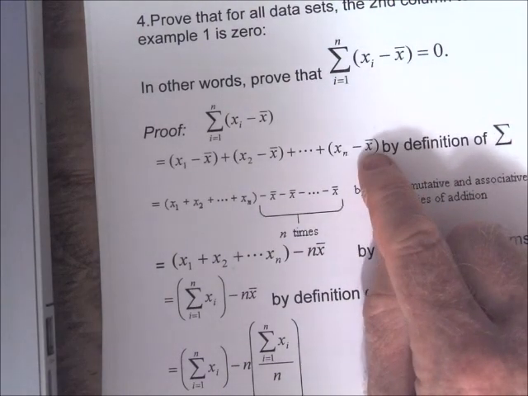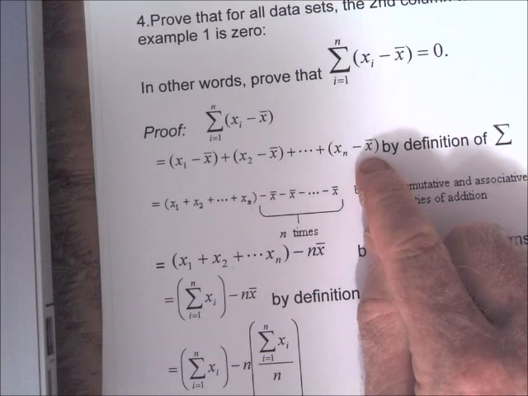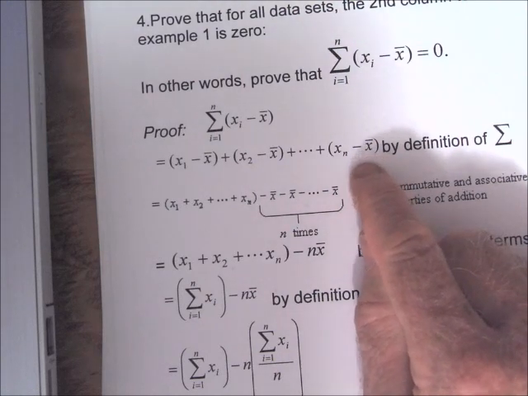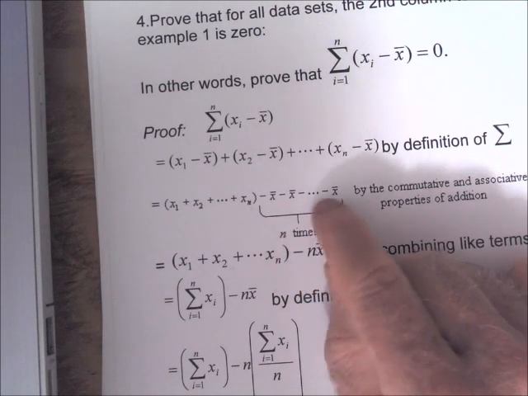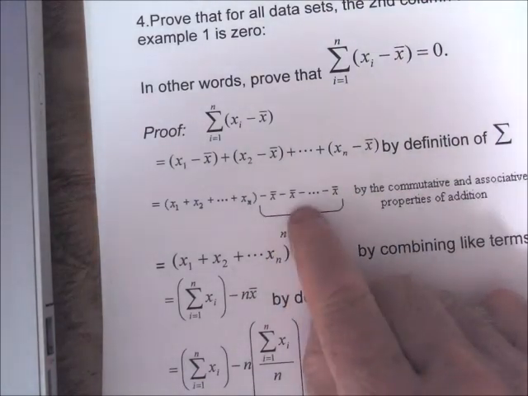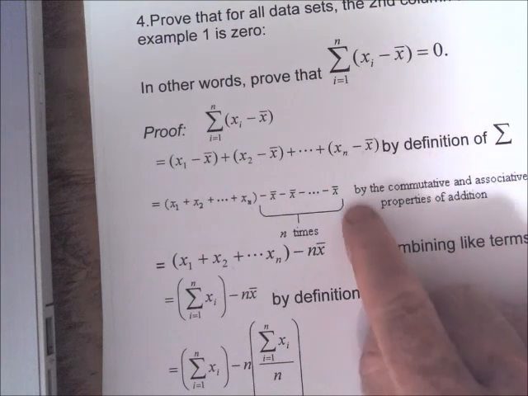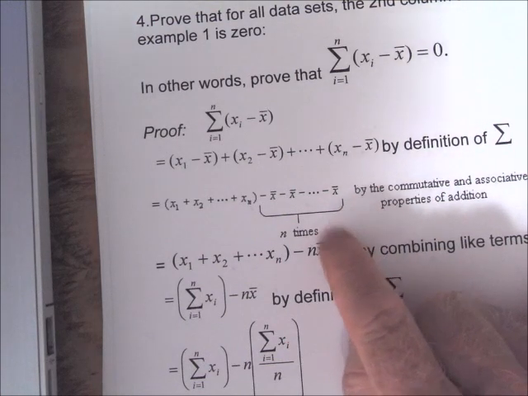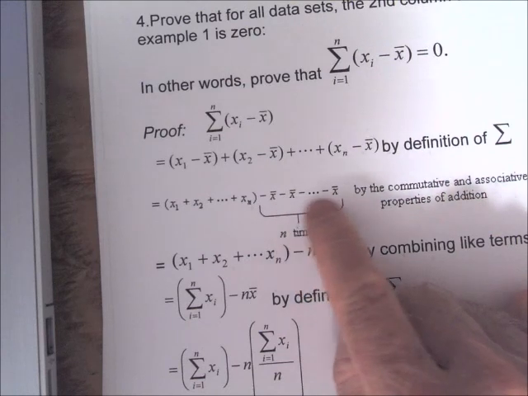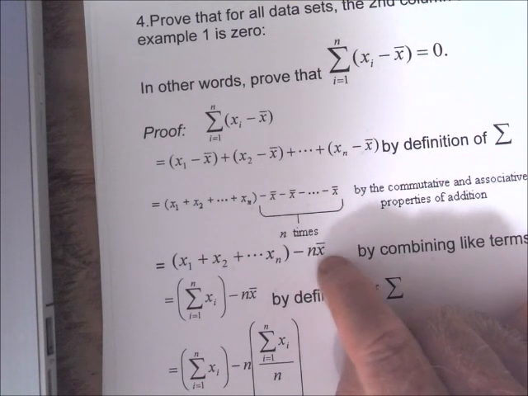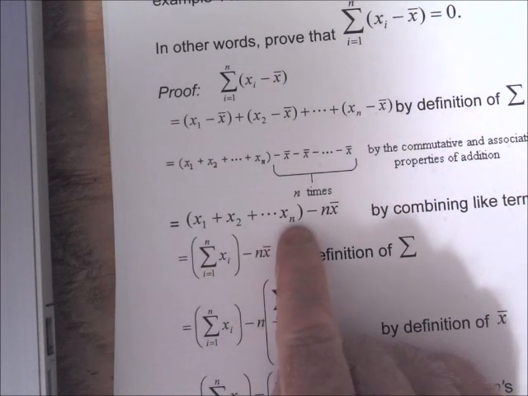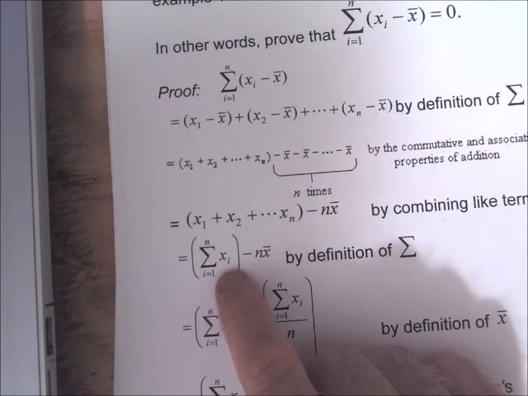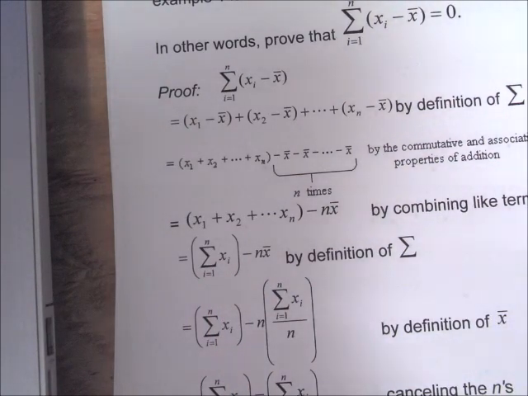We have a subtraction here, which is not exactly commutative, but we can treat it like an addition. Subtracting x bar is the same as adding a negative x bar. So if we think of this as an addition, we can change the order as long as we take the minus sign with us. And then repeated addition or repeated subtraction can be represented by multiplication. So if you subtract x bar n times, that's the same as subtracting n times x bar. And then this part here, we can go back to sigma notation: x1 plus x2 plus etc. plus xn can be written as the summation i equals 1 to n of xi. So we have that minus n x bar.